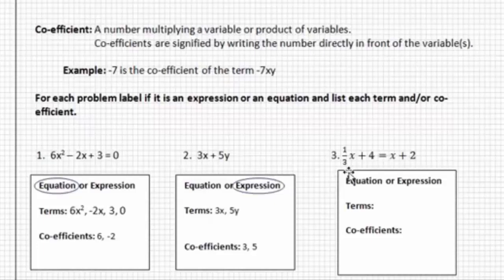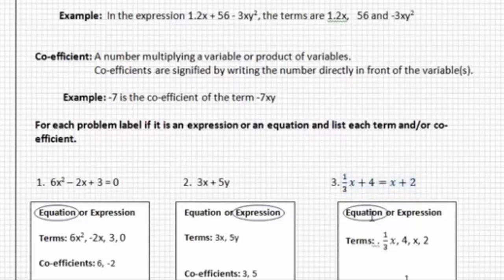So let's see about the third one. I do see an equal sign, so that means it's an equation. It has 1, 2, 3, 4 terms, 1/3 x, 4, x, and 2. Because that is all the places where it is separated by a symbol. And the coefficient, there's only one of them, and it's 1/3, because this x variable is being multiplied by 1/3. And if you want to be really tricky, you could say that there's a 1 right here being multiplied by that x, but we don't normally count that.